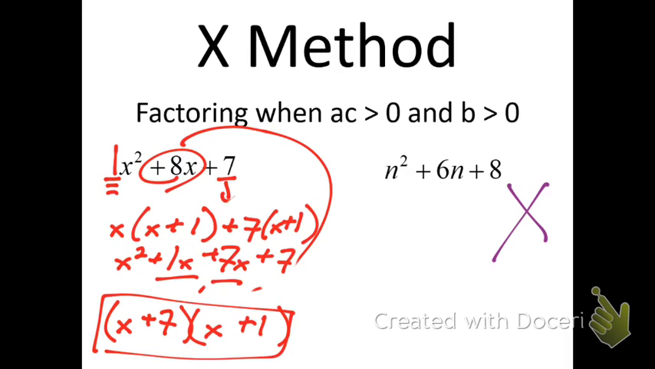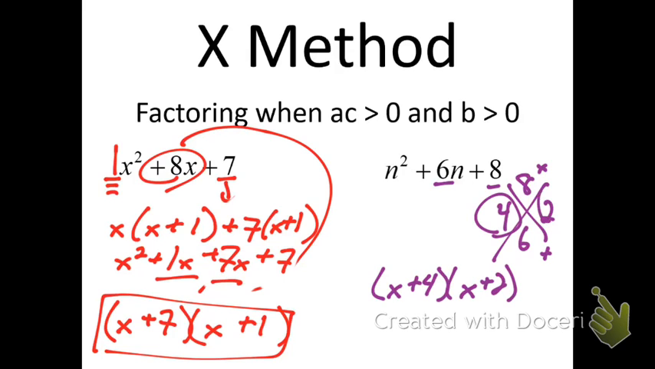Two numbers that multiply to 8 and add up to 6. So we're dealing with these two numbers. Two numbers that multiply to 8 and add up to 6. Well, I would say 4 and 2 most likely, or 2 and 4, doesn't matter. So it'd be x plus 4 and x plus 2. These two numbers go here and there.